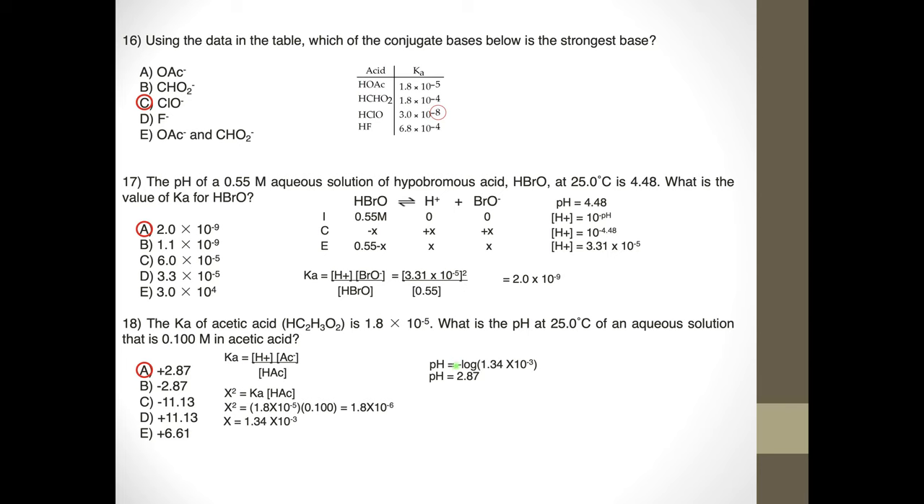If you forgot to use the minus, it's going to give you A minus, and that will be letter B, so that's why it's wrong. So remember that the definition is pH is equal to minus log of this value here.